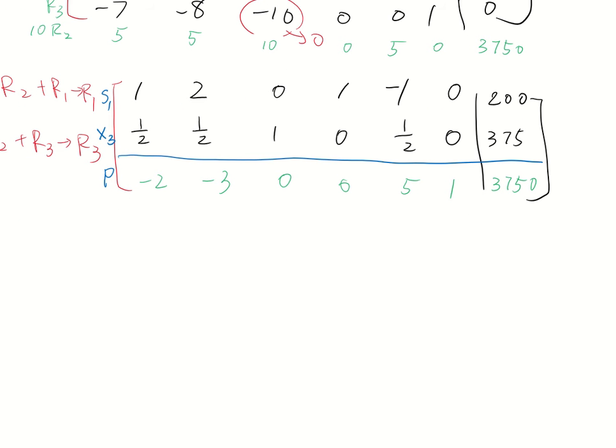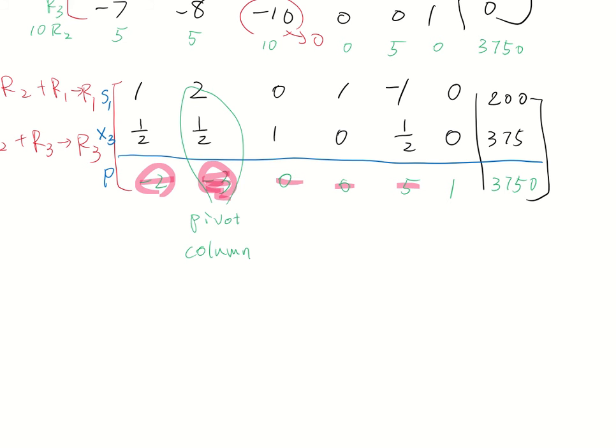Let's check the indicators again. We have -2, -3, 0, 0, 5 as indicators, and we still have two negative indicators here, and we want to change them into positive. So changing from the most negative indicator, which is this -3, that will be our new pivot column.